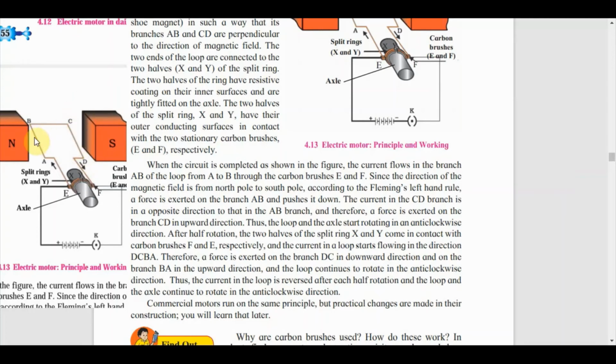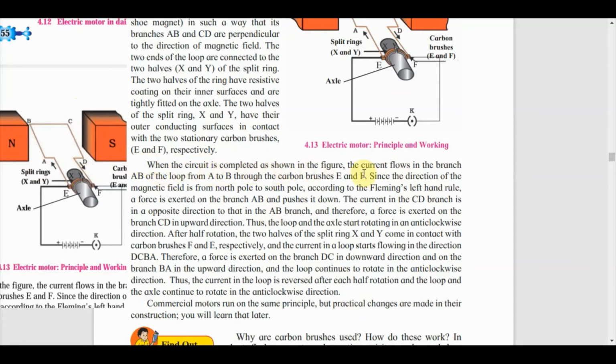Alright, so here you will find that AB experiences a force in the downward direction and CD experiences a force in the upward direction. This means there is a generation of torque. It is called torque. Now because of this torque, the coil will start rotating. So let us see how it is there in your textbook. See here, I'll read for you.